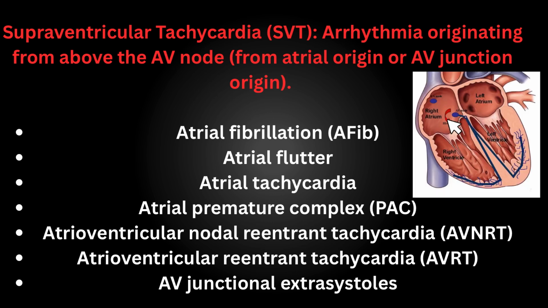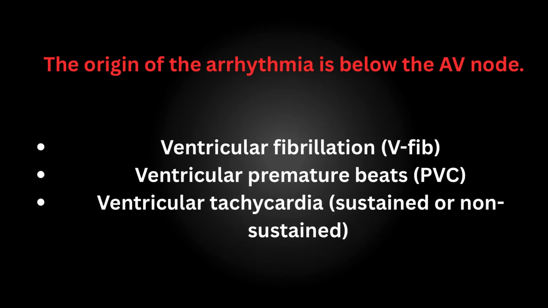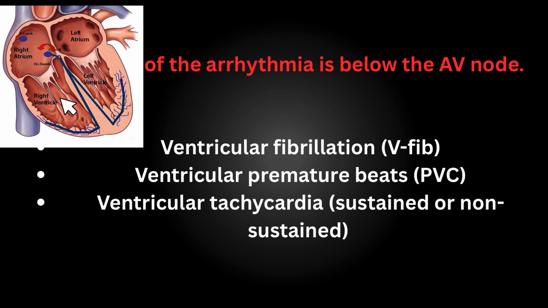In this, the arrhythmia originates from above the AV node, from atrial origin or AV junctional origin, and includes atrial fibrillation, atrial flutter, atrial tachycardia, atrial premature complexes, and atrioventricular nodal reentrant tachycardia, that is AVNRT. Atrioventricular reentrant tachycardia, that is AVRT, and AV junctional extrasystoles. Whereas in ventricular tachycardia, the origin of the arrhythmia is below the AV node. It includes ventricular fibrillation, ventricular premature beats, and ventricular tachycardia, sustained or non-sustained.